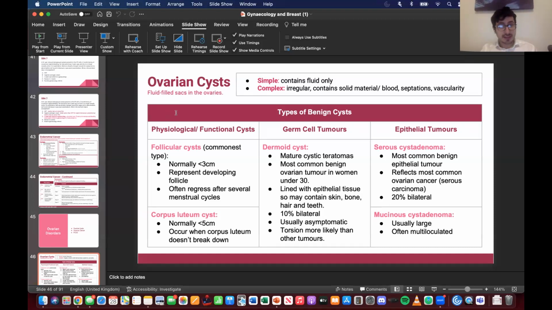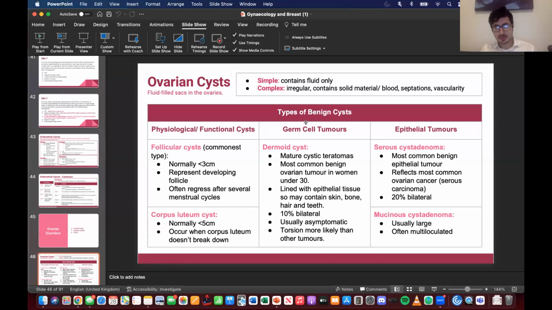Talking about the benign cysts, most common are the physiological follicular cysts. They just represent a developing follicle or a non-dominant follicle that hasn't regressed. A corpus luteum cyst is when the corpus luteum doesn't break down, and they have an increased risk of bleeding.